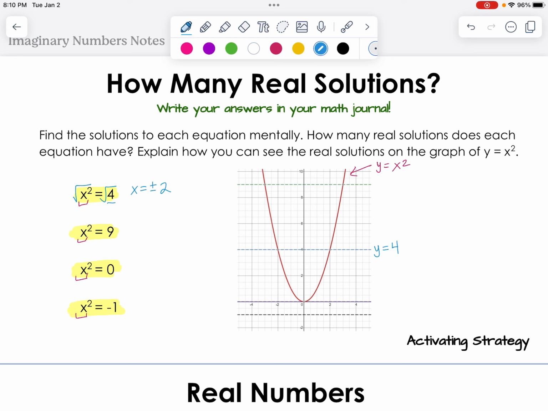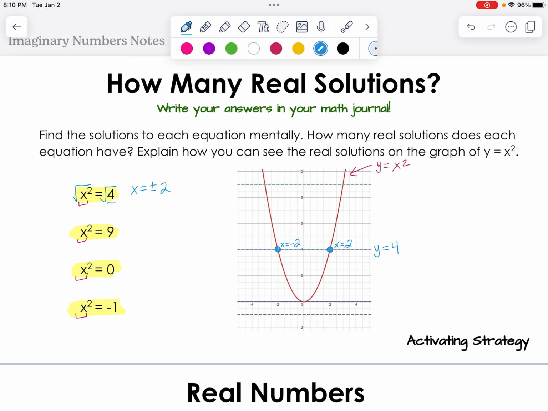So how could I use the red graph and the blue line to find the solutions that we found algebraically? Well, if I look at where the y equals x squared parabola is equal to the y equals 4 line, that would be where they intersect each other. That would be at these 2 points right here. And if I look at where those points lie on the x-axis, that would be at x equals -2 and x equals +2. So we can see these solutions both algebraically and also on the graph.